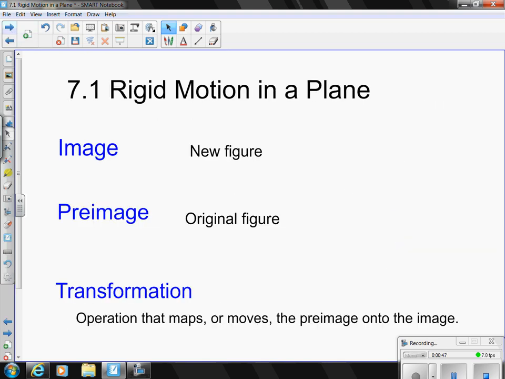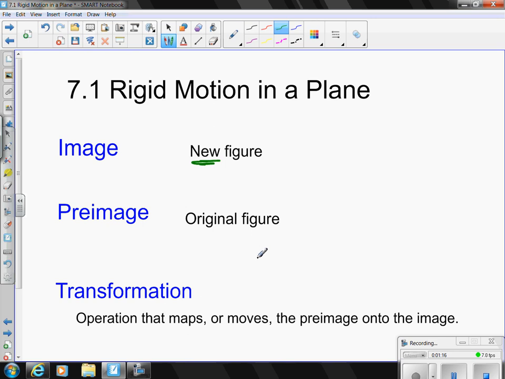So chapter 7 is all about transformations that happen in 2 dimensions here. First off, we want to get some vocabulary out of the way. The image is the figure. Okay, that's where we start. You start with some sort of shape, or excuse me, the resulting figure. And the pre-image is what you started with. Apologize about that. It's the original figure.